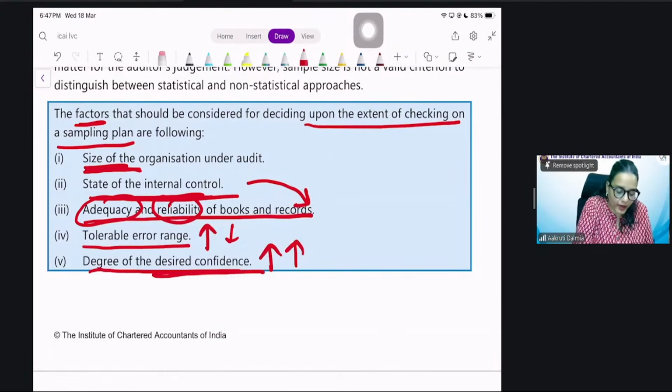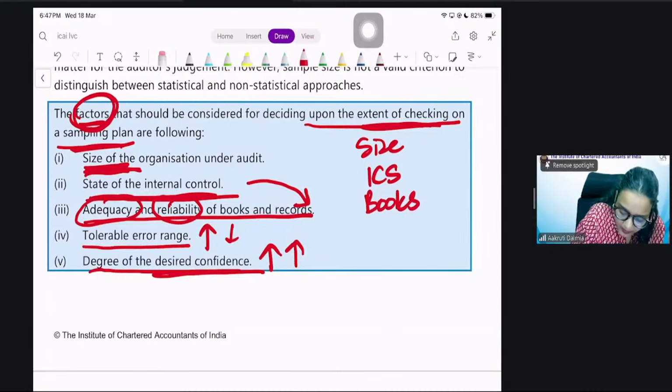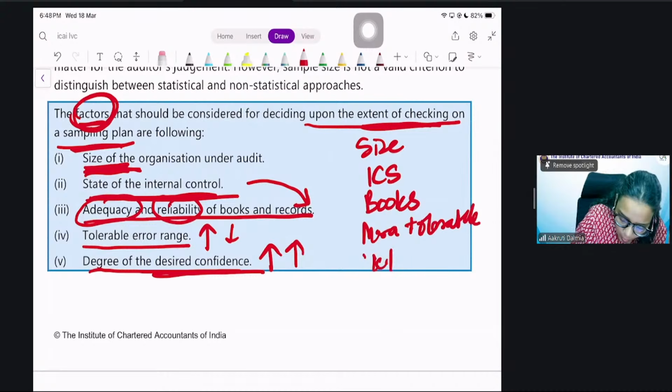So what are the factors that decide the extent of checking to be done in a sampling? Size of the organization, state of the internal control. Just relate from one point to another. Company कितनी बड़ी है, उनका internal control system कैसा है, उनकी books कैसी है, my tolerable range कैसा है, मुझे कितना confidence चाहिए.